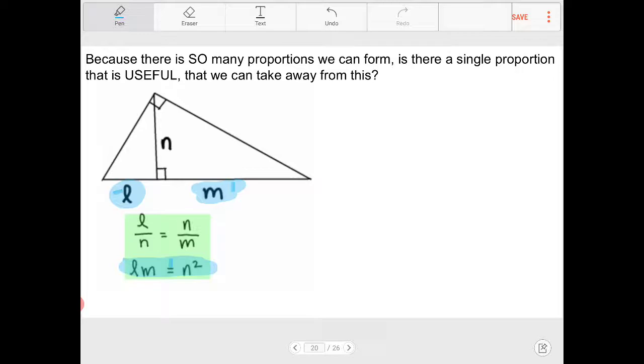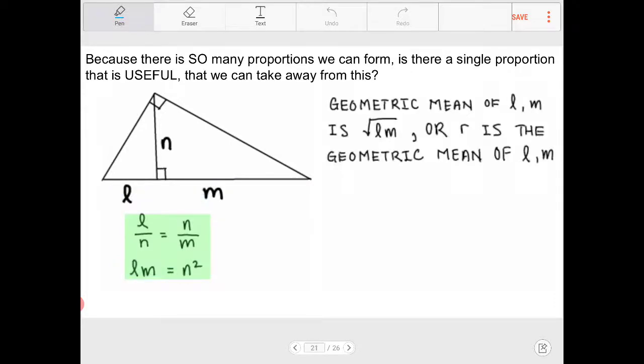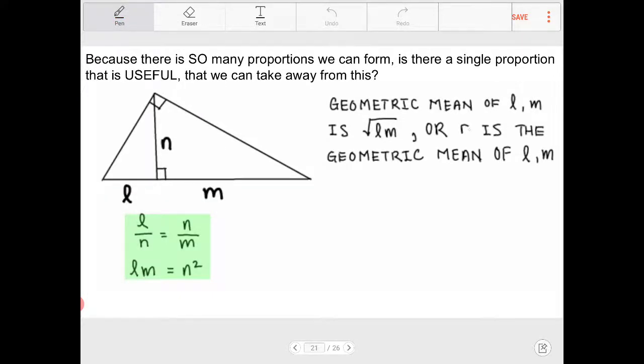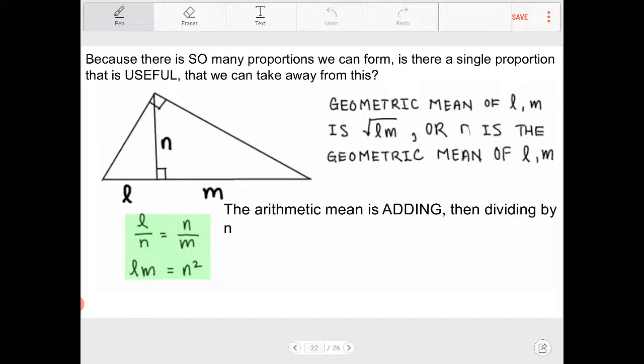There's a name for this. The name of this situation is L times M equals N squared. This should say not R, but this should say N. My apologies for that. Okay, so the geometric mean of L and M is the square root of LM, or N is the geometric mean of L and M. So N here is the geometric mean.